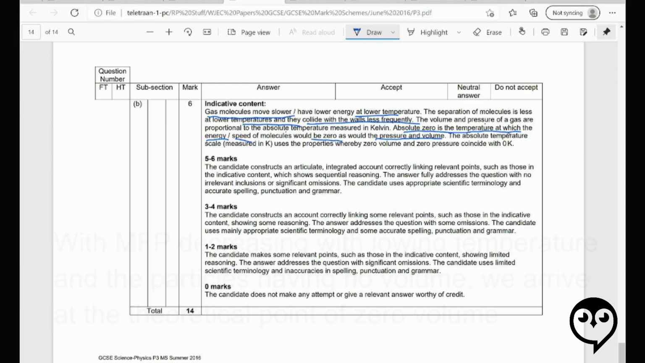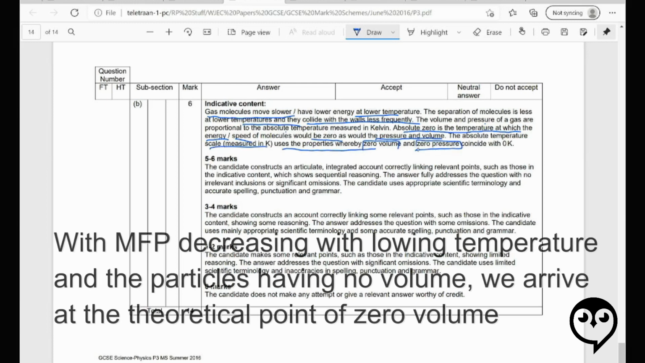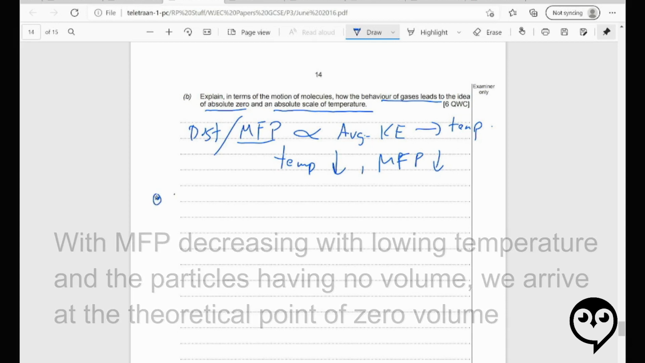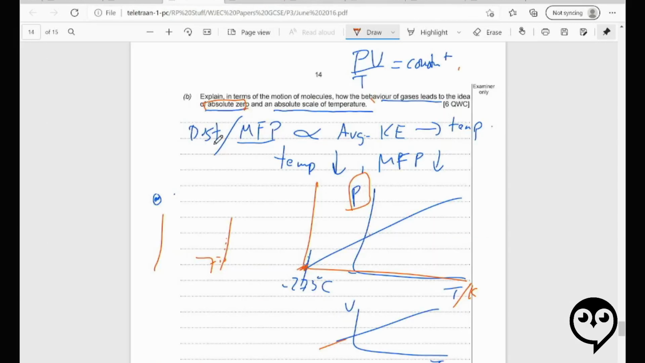The absolute temperature scale uses the properties whereby zero volume and zero pressure coincide with 0 Kelvin. We do need to say that when we talk about our ideal gas theory, we pretend that the particles are point masses and that they don't have a volume themselves. I feel like we've got that, but it's really quite condensed. You really do want to practice these questions and make sure you've got 6 points worth. You can go back and review and see.